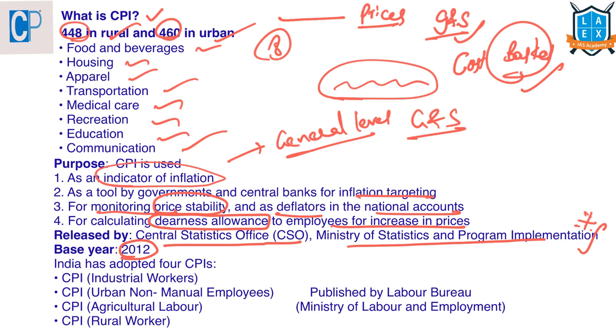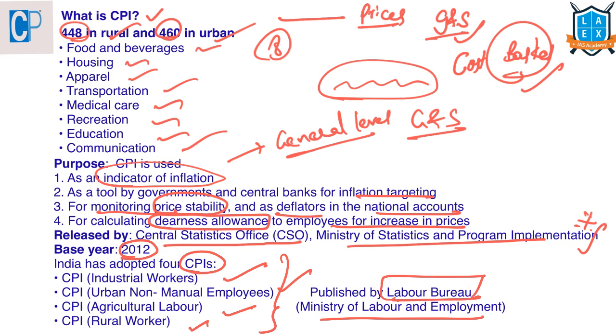Our India has adopted 4 types of consumer price indexes. One for industrial workers, one for urban non-manual employees, one for agricultural labor and the other one for rural workers. All these are published by the Labour Bureau under the Ministry of Labour and Employment. But here I said that it is released by CSO. These are individually released by the Labour Bureau, but a combined CPI will be released by the Central Statistics Office for inflation purposes with a base year of 2012.